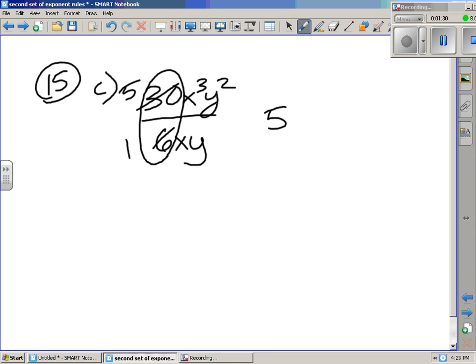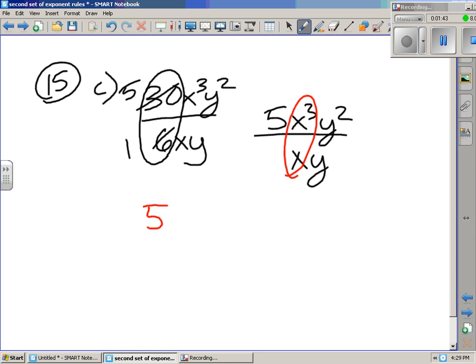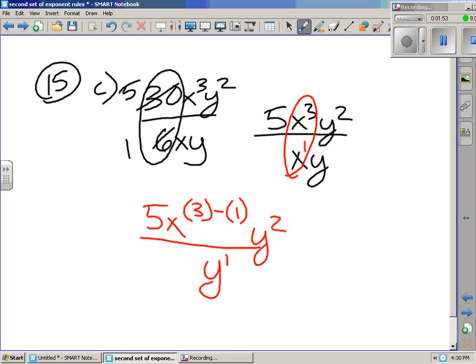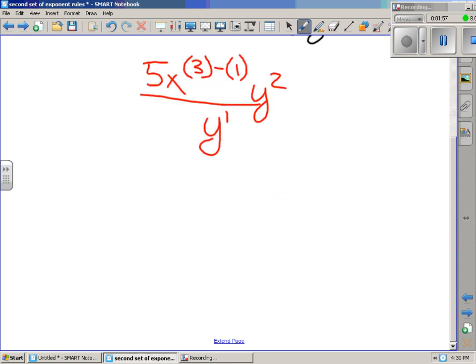So we have a 5 in the numerator, and I don't even have to write the 1 in the denominator, it's not necessary. Then I look at where the bases are the same. So x to the third over x, the result is going to go in the numerator. I subtract 1 from 3. And then I'm going to do the y in the next phase. So 3 minus 1, we get 2, so it's 5x squared.